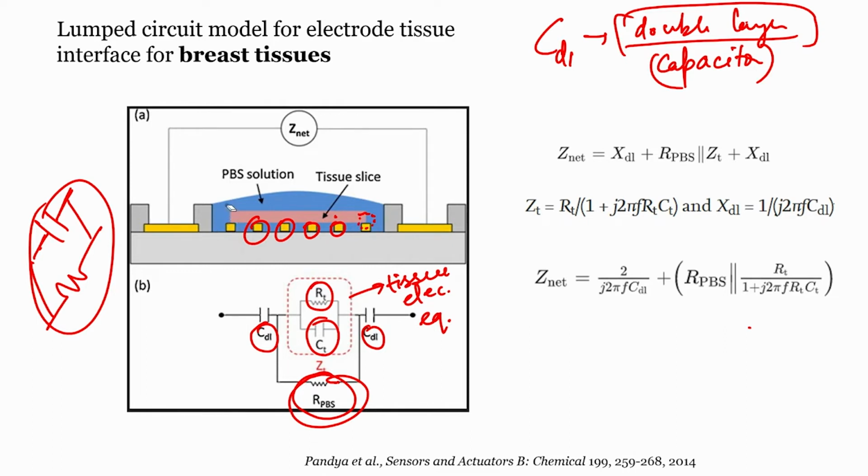I will draw the same here. These two are double layers. Now what is their significance? This provides the information on how much is the impedance between the tissue and the electrode, the contact impedance.